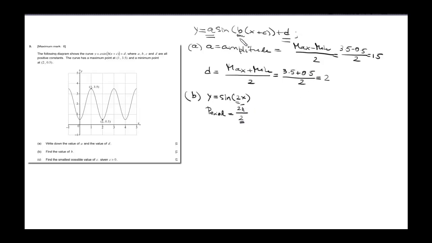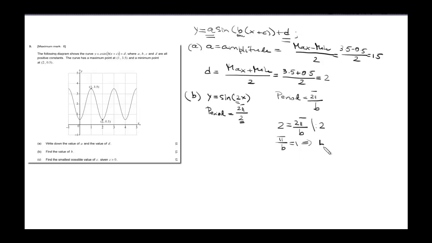Therefore, for my function, the period will be 2 pi over b. Now, looking at the drawing, we can see that the period has length 2, because it repeats itself after an interval of 2. So we have 2 equals 2 pi over b. We can divide by 2 both sides. Pi over b equals 1.